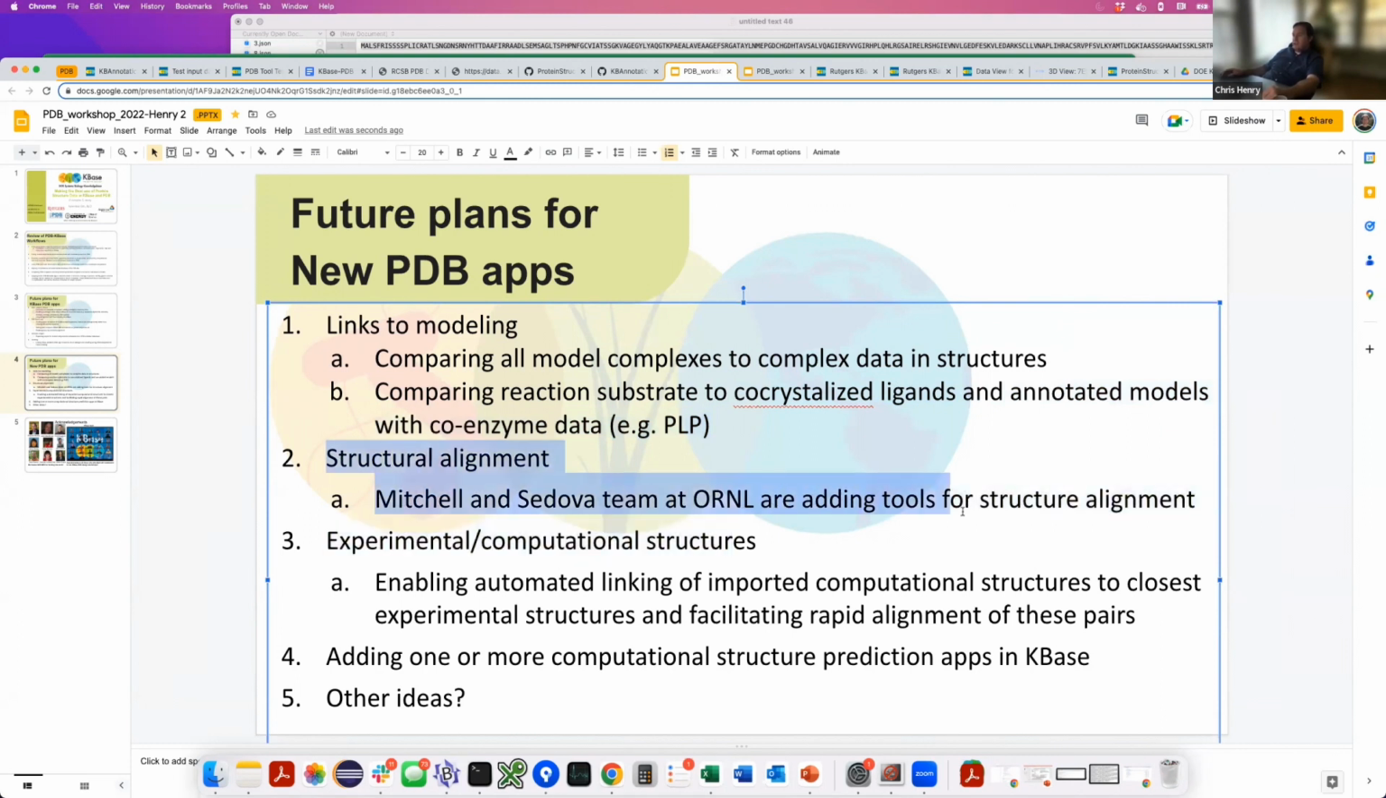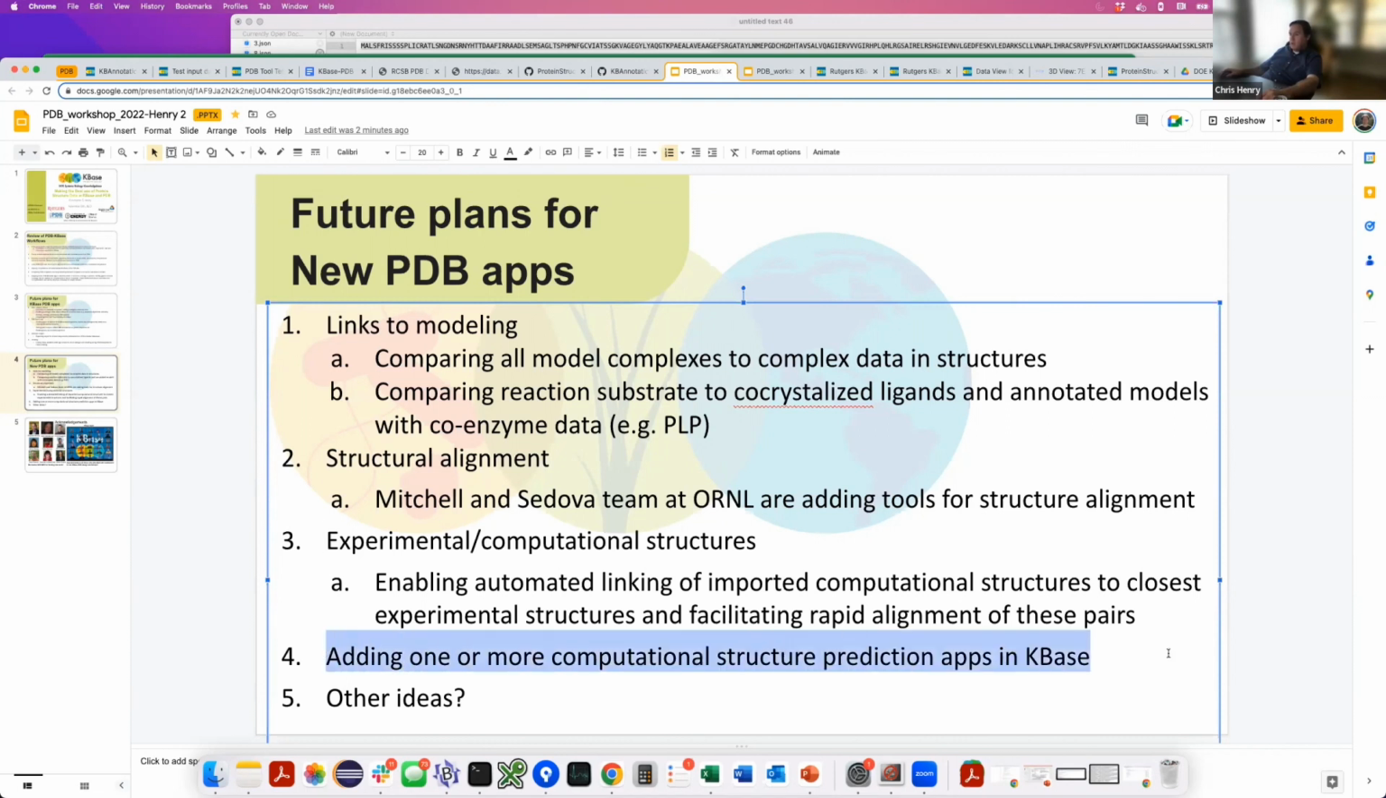For structure alignment, we want to get examples of tools that are available in PDB, or the Oak Ridge National Lab team is adding some tools along this line. And then for experimental and computational structures, automatically linking these so that you can quickly compare your AlphaFold structures to the experimental structures in PDB. As Stephen said, the computational structures really don't stand alone. You need the experimental structures too, to make the best use, like pulling in the co-crystallization and really truth checking your folds.